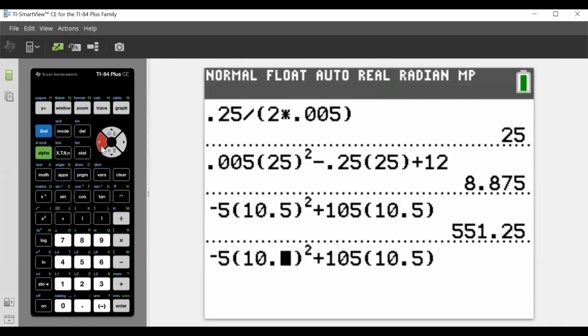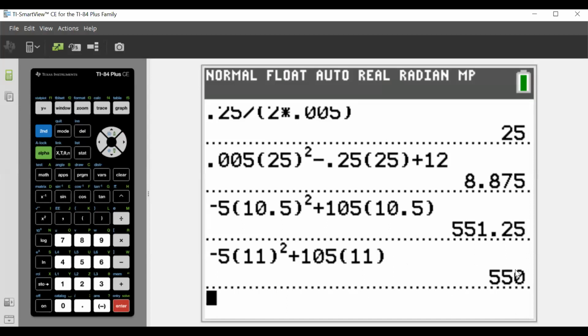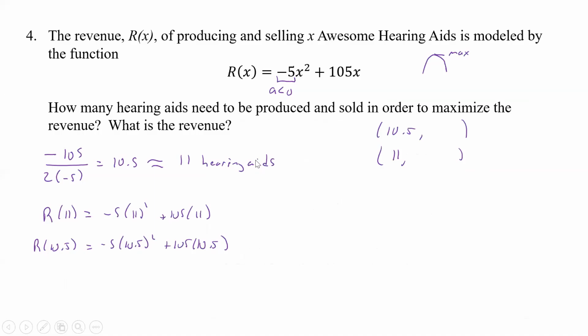But what we really found, if we round to the whole hearing aid, we'll get 11. We round the next one to the whole hearing aid again, of 11. We get only 550. So we're losing $1.25 here and half a hearing aid. But that's just how things work. So for this one, we had 550, and this one we had 551.25. So 551.25, 550. And so that's the difference between the two.